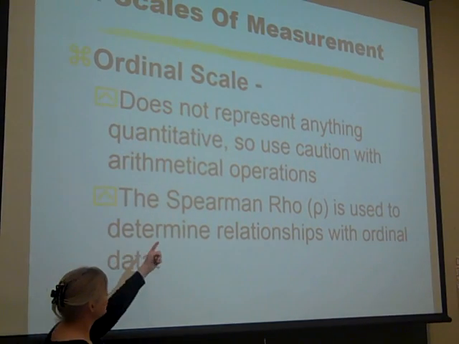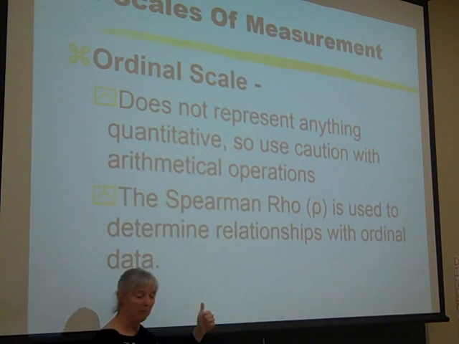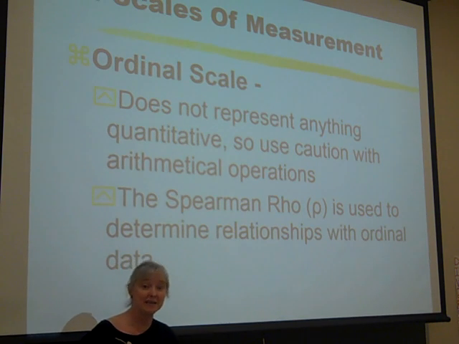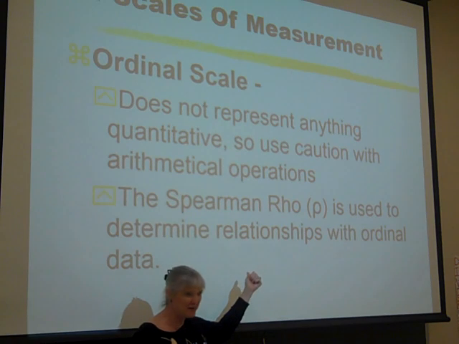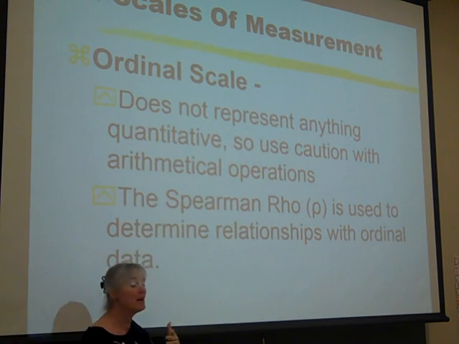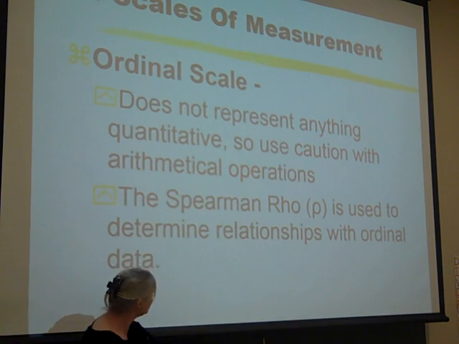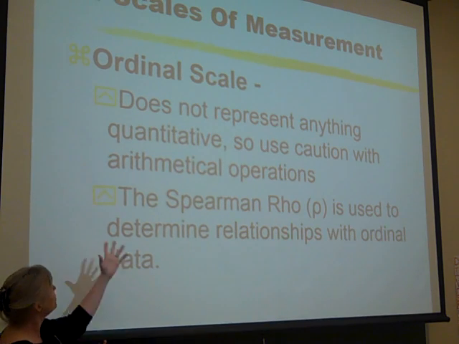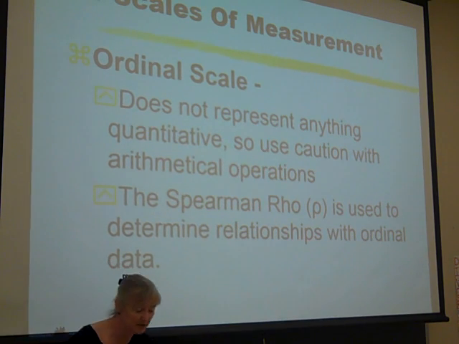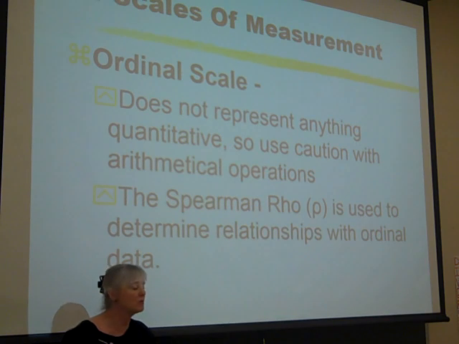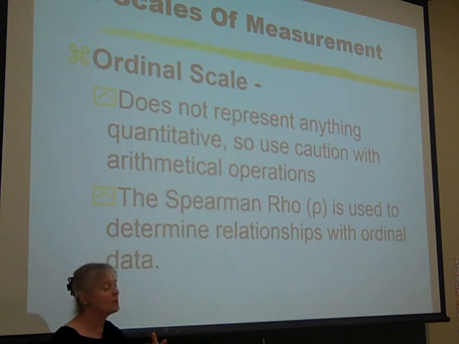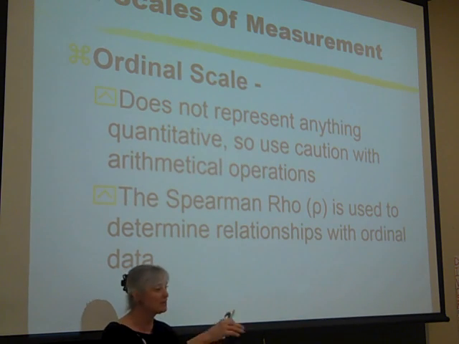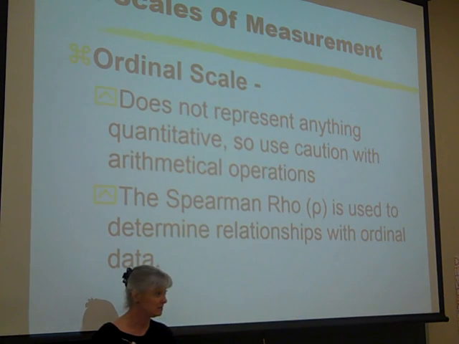And that special math is called the Spearman rho. Guess what the last name is of the man who came up with this special math? Spearman, yeah, a man named Spearman came up with this statistic. And he said, when we have ordinal data and we want to determine if there's a relationship, I'm going to create a statistic that will tell us that. So the Spearman rho is used when we want to know if one ranking is related to another.